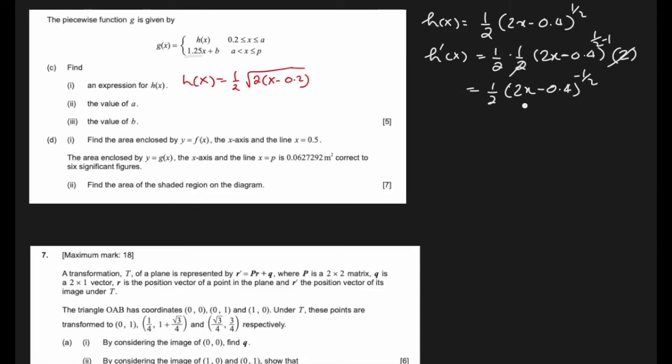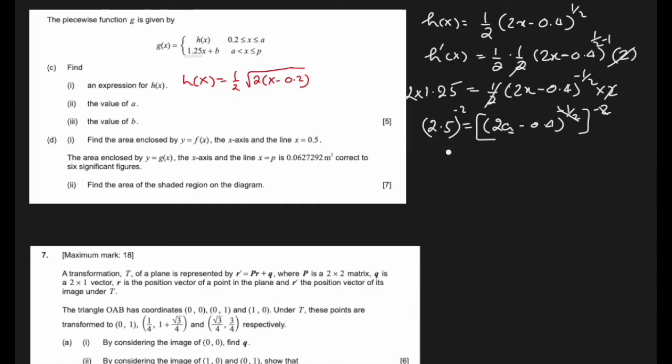This gradient at point A has to be equal to 1.25. That's what we decided. So 1.25. So let's get rid of this 2 also, so that we are left with nothing here. So this half and 2 cancel, and 2 times 1.25 will be 2.5 equal to (2a minus 0.4) to the power minus half. Now x is a for us, right? They are asking us to find the value of a, so we'll substitute a here. Our target is to find a, so let's get rid of the exponent first by giving it an exponent of minus 2, so that minus 2 times minus half will be 1. They cancel out, right? So I have to give the same exponent to the other side.